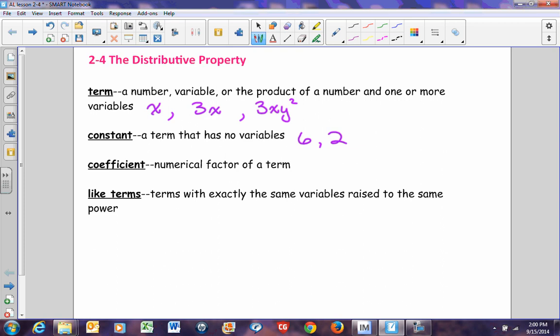A coefficient is the numerical factor of a term. So if we go back up to the first example, if I have 3x squared y, my numerical factor of the term happens to be the 3 because it's the number in this term. So out of 3x squared y, 3 is what we consider to be the coefficient.